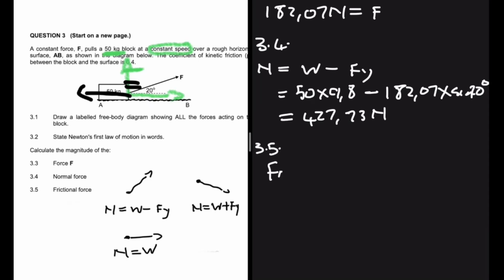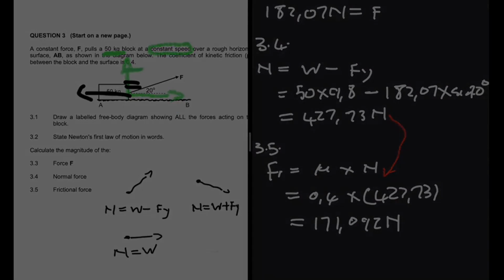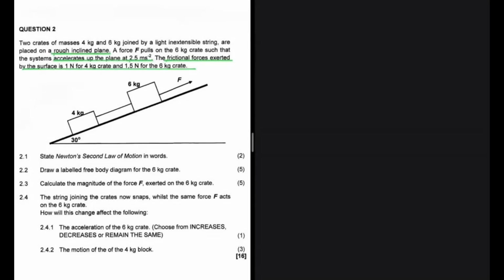And now on to the last question, 3.5, we're looking for the frictional force, right? The frictional force is equal to the coefficient multiplied by the normal force. The coefficient, we know fully well that it is 0.4. And then we just calculated the normal force not long ago. So now it's just a matter of substituting it here, right? So we're going to have 0.4 multiplied by 427.73, which is equal to 171.092 newtons.